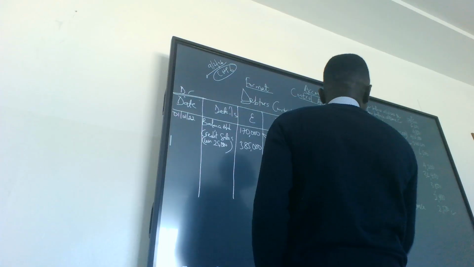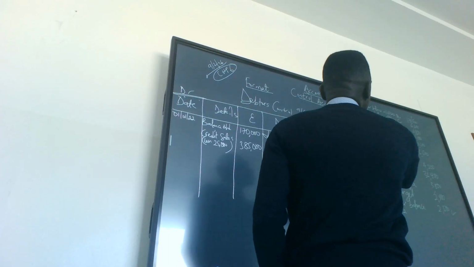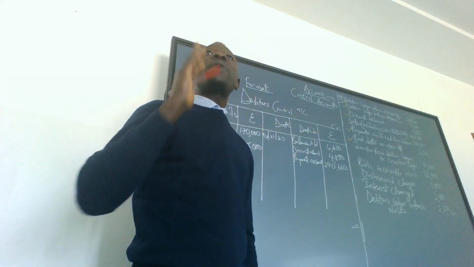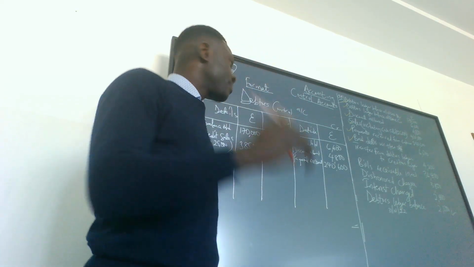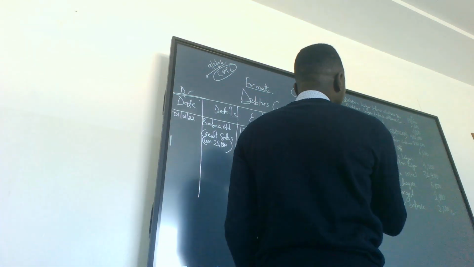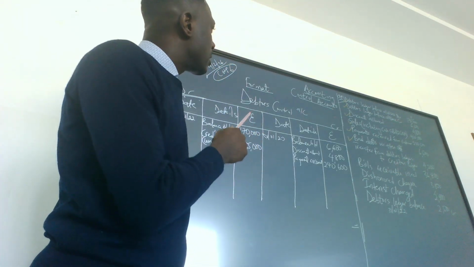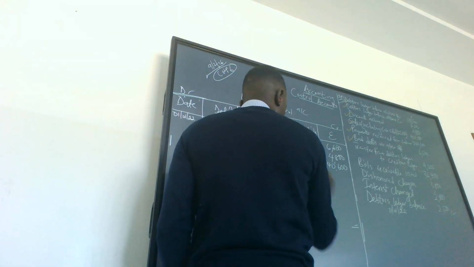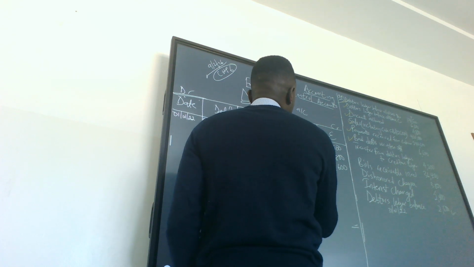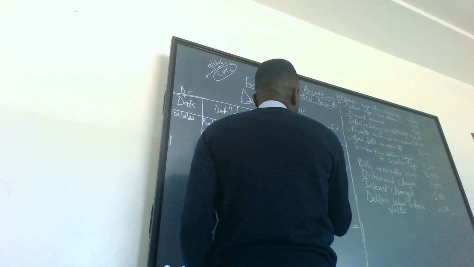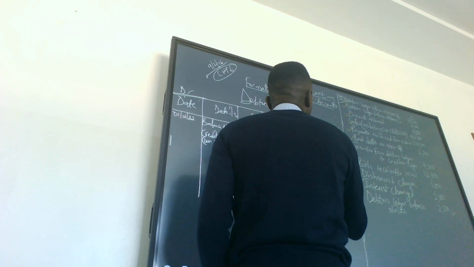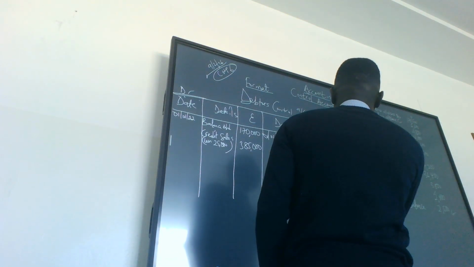Then we have bad debt written off. Bad debt written off means your credit customer did not pay. So it reduces the invoice. Bad debt written off. How much is that? How much is bad debt? 6,500, right? Bad debt written off, 6,500.